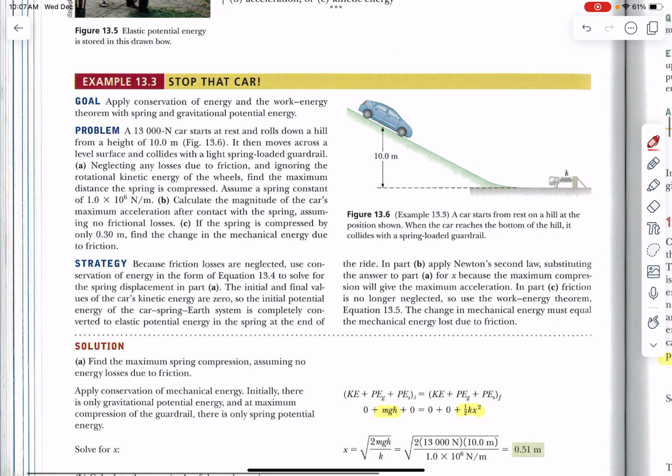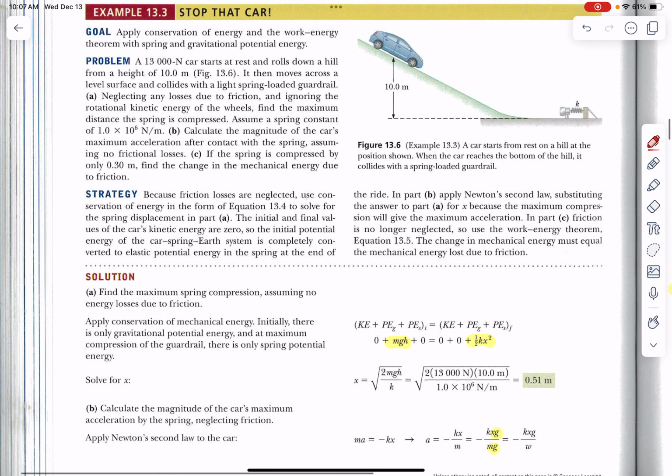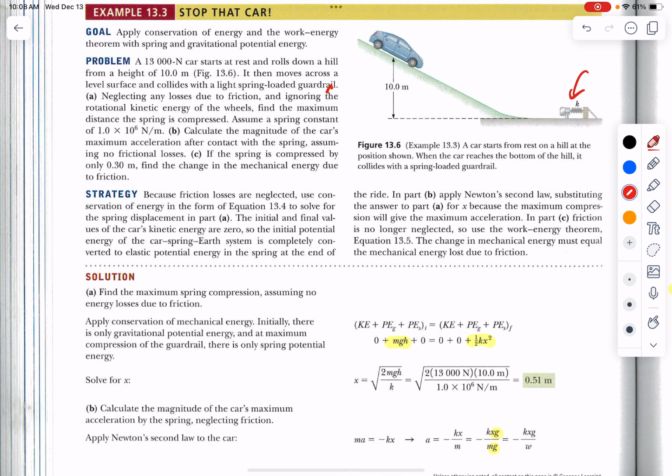And we had a problem that looked like this way back in an earlier chapter, where a car is coming down an incline. It's going to hit a bumper down here that has a spring behind it. So we have our mgh, some height h, and the mass of the car times gravity. This is the potential energy that the car has.